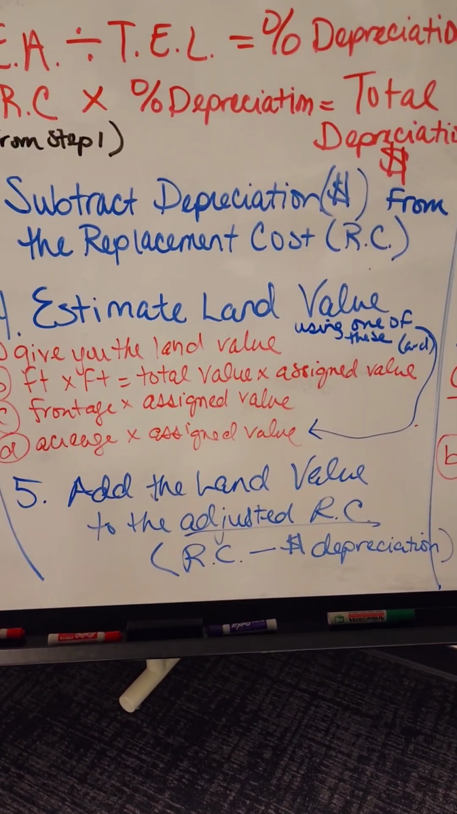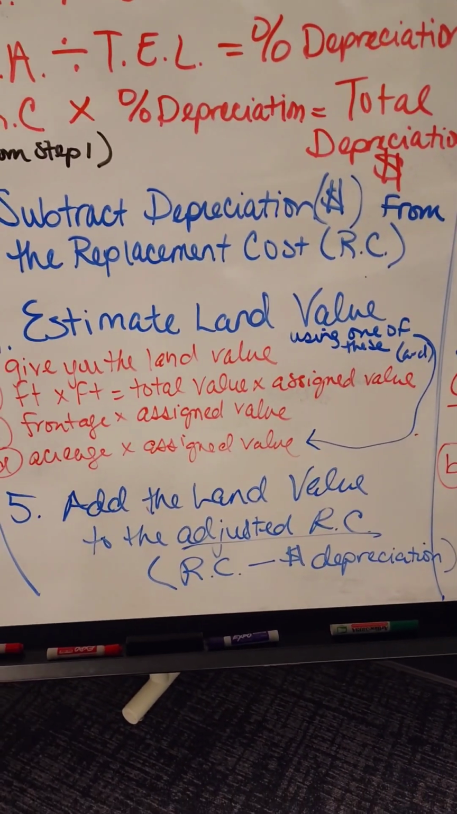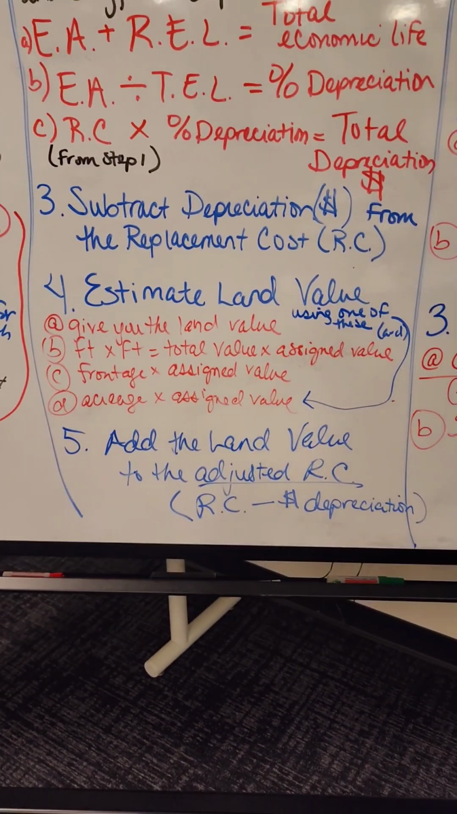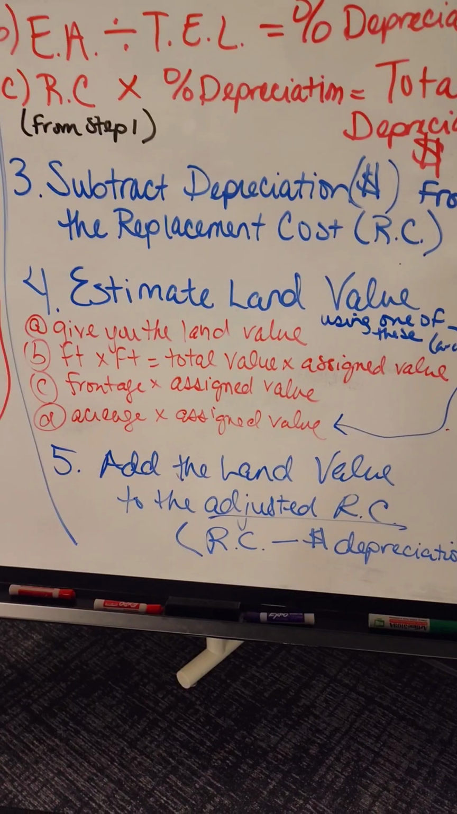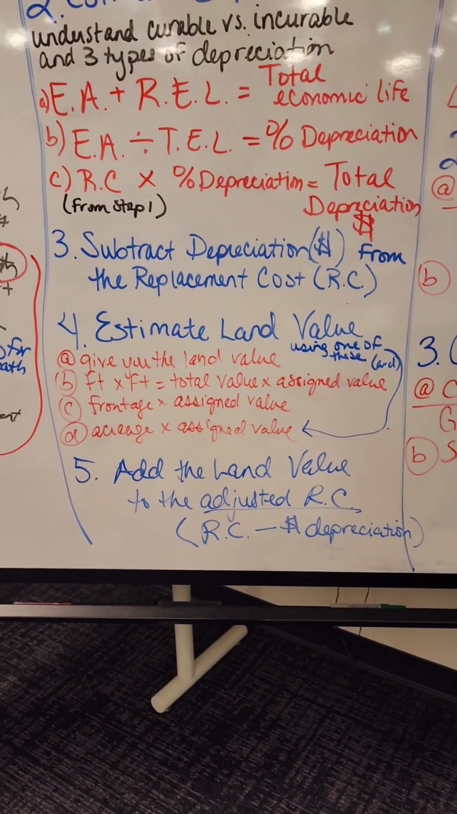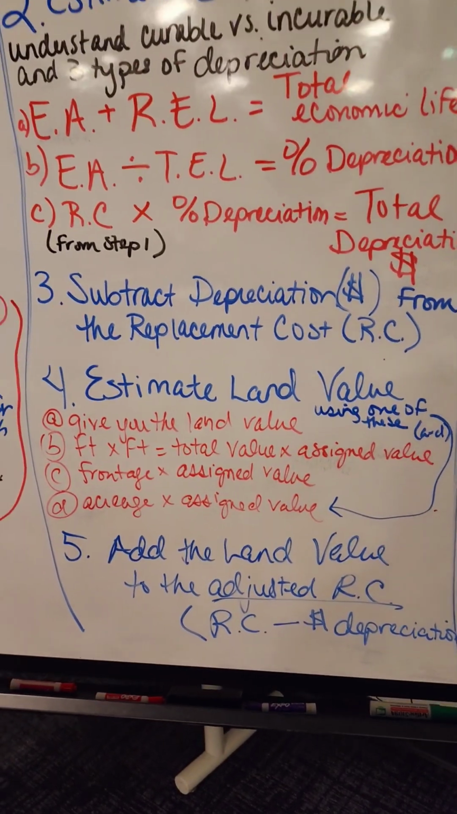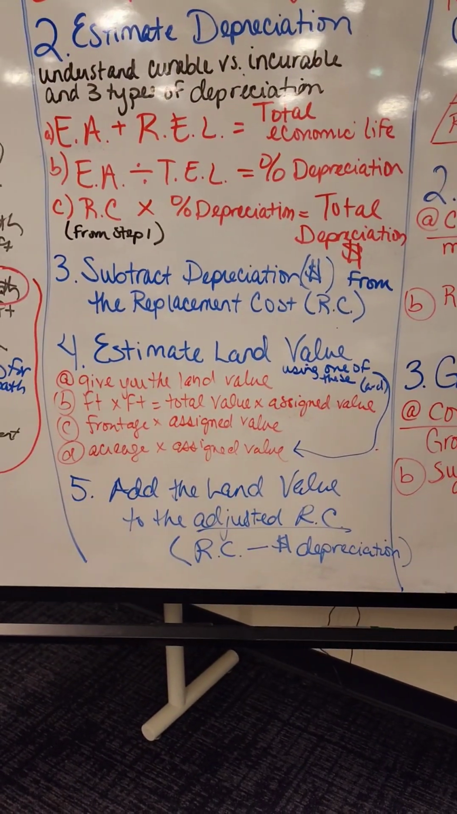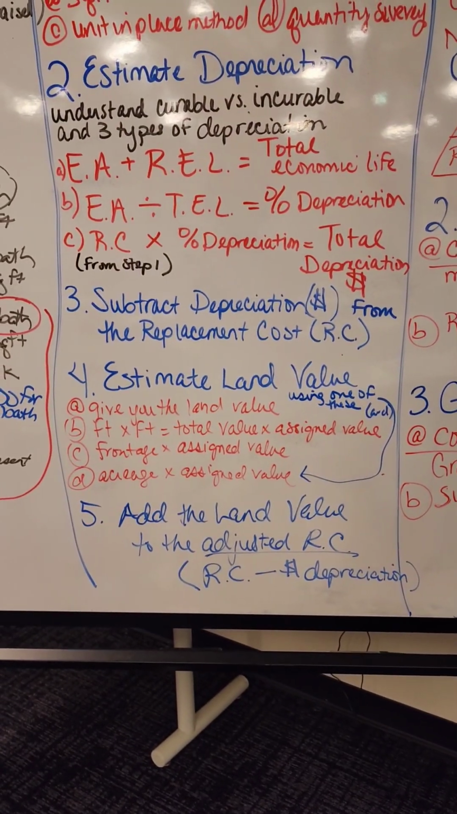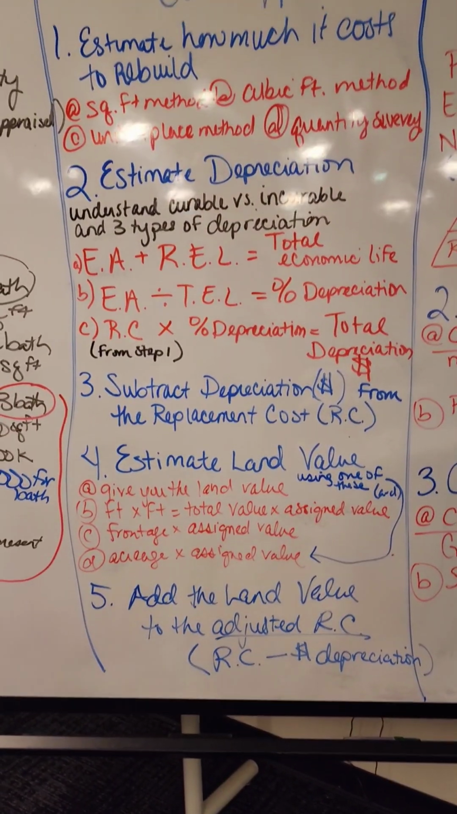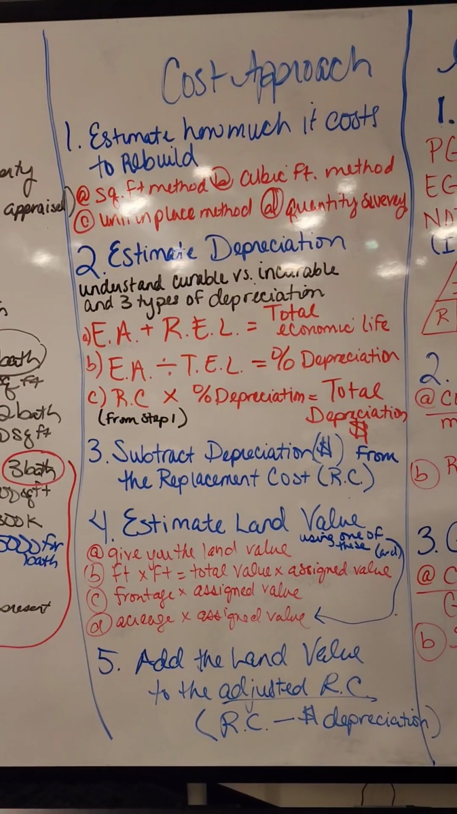Either they will give you the land value, you'll multiply feet by feet to get square footage. You'll either find the land value based on frontage or acreage, and they will assign a value like per square foot or per acreage, and you would do the calculations there. And then you would add the land value to the adjusted replacement cost. And that adjusted replacement cost is the replacement cost minus the money amount of depreciation. And that's the overview for the cost or summation approach.